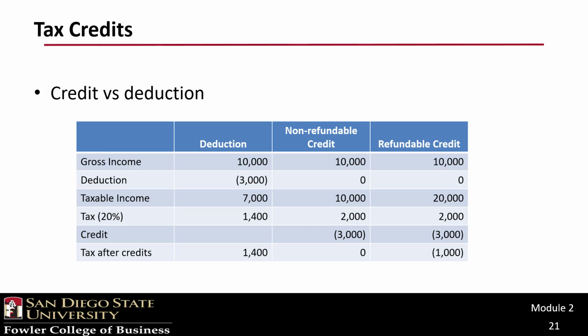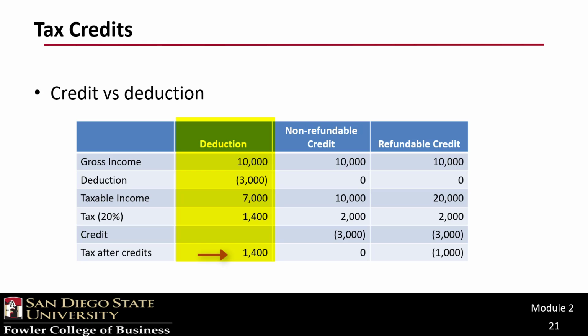Let's look at an example with a taxpayer with $10,000 of gross income and a 20% tax rate. So if the taxpayer were able to take a $3,000 deduction, the taxable income would therefore decrease to $7,000. Thus, 20% tax is $1,400, and we're basically done.